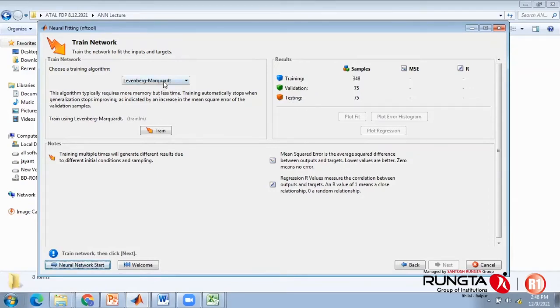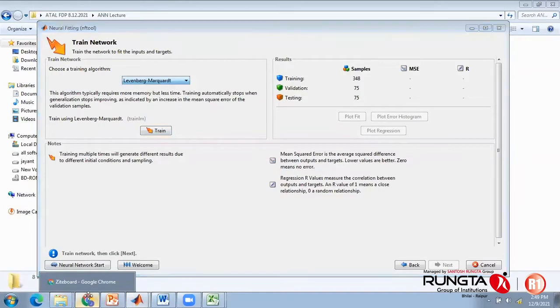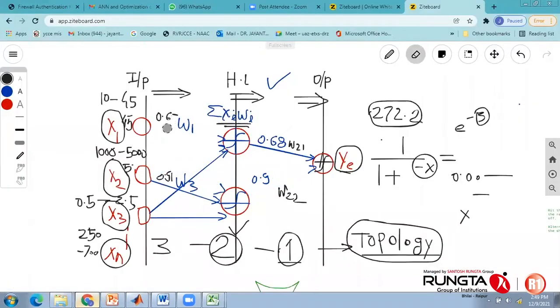On this side, from the drop-down menu, there are 3 different algorithms: Bayesian regularization, Levenberg-Marquardt, and scaled conjugate gradient. So obviously, again, this must be trial and error, to see which algorithm gives you better results. Nobody knows about it. If you are really looking forward to a very serious ANN problem-solving process, it may be extremely complicated. How may it be extremely complicated? Let me show you from this console.